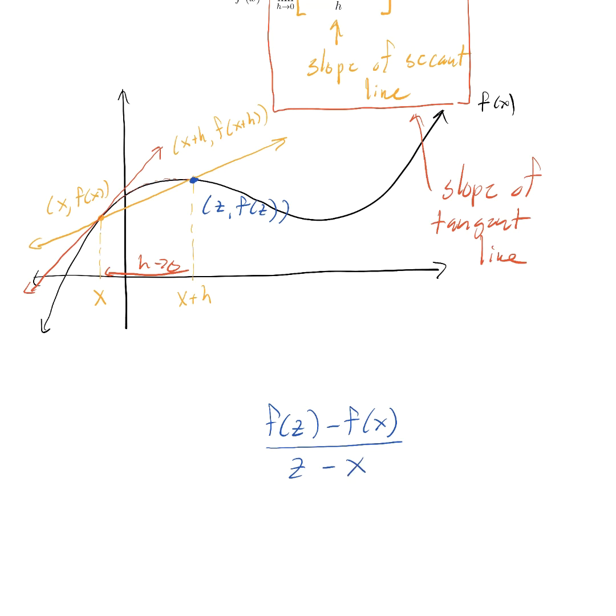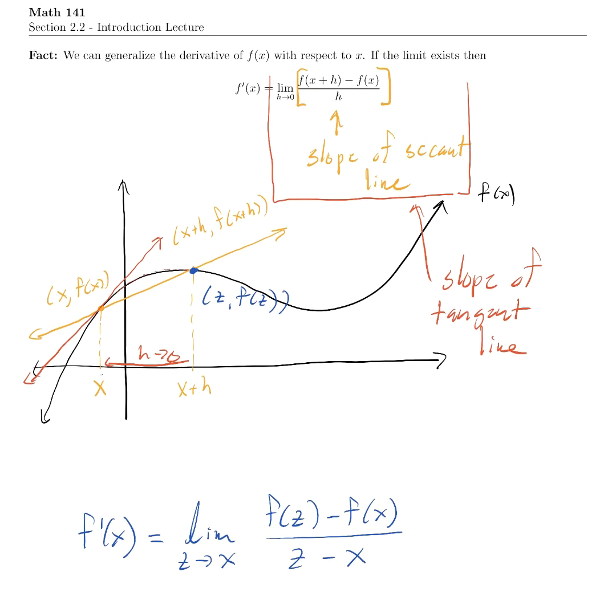And then to get the tangent line, we'd need to let z move across the x-axis and get closer to x. We would have the limit as z approaches x would give us the tangent line. And here is another way to write the derivative. We're going to rely on this first version, the limit as h goes to 0, because it tends to make our lives a little bit easier algebraically.